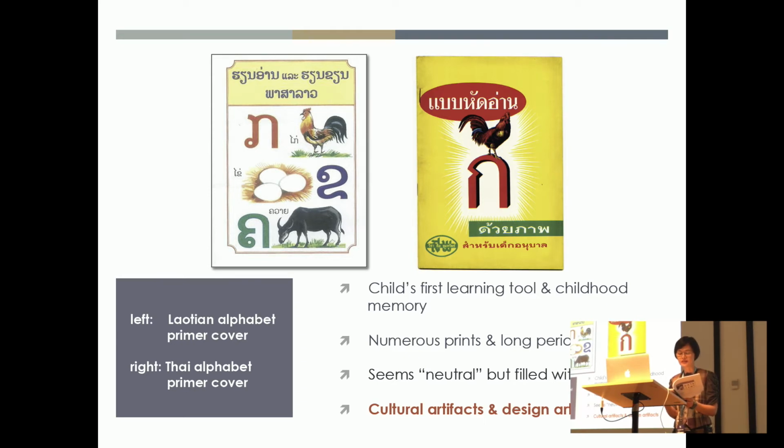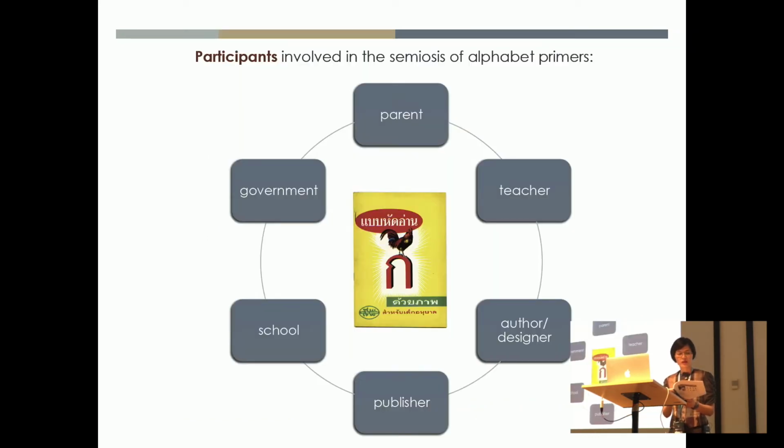During my process of analyzing the signification in the alphabet primers, I discovered that there are not only the author or producer and children as receiver. This diagram illustrates all social agents of varying individuals and institutions who are involved in the signification. They are the authors, designers, publishers, schools, government, and parents. Semiotic frameworks will also reveal the power relations between these participants.